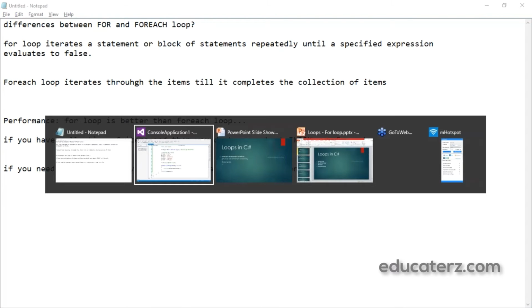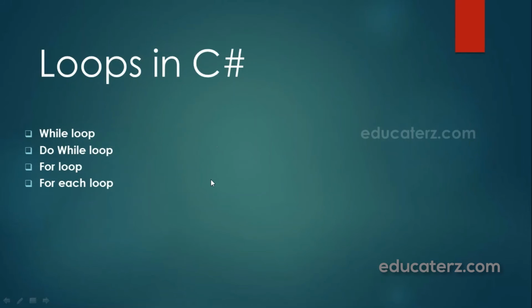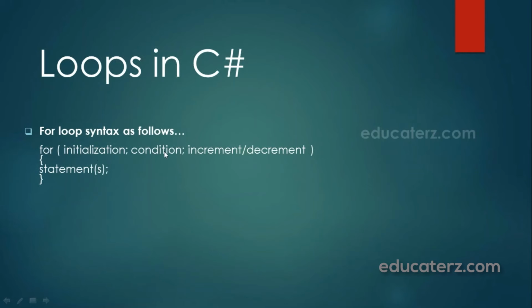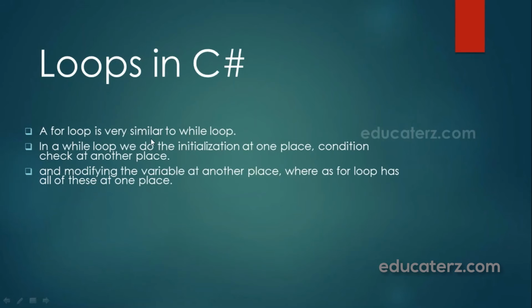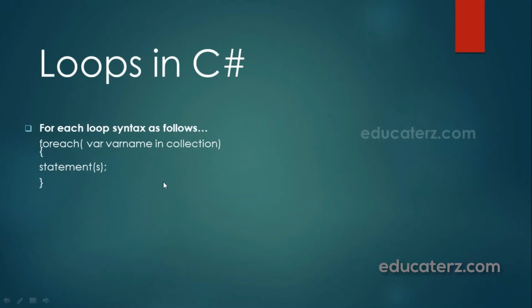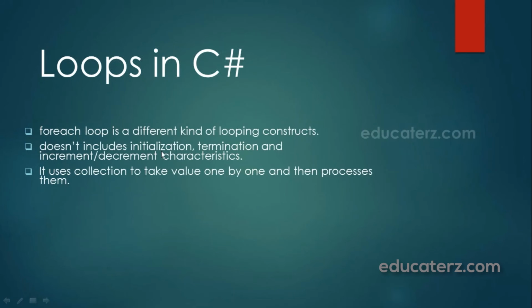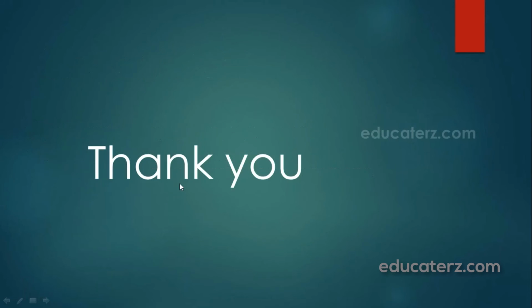Hope you understand this. So let me recap it once again. For loop has initialization, condition and increment/decrement at the same place. It is similar to while loop, but all these things will be in the same place. For each loop will have a collection of items. It won't have any increment, decrement, initialization, termination, anything. It uses a collection to take values one by one and then process them.